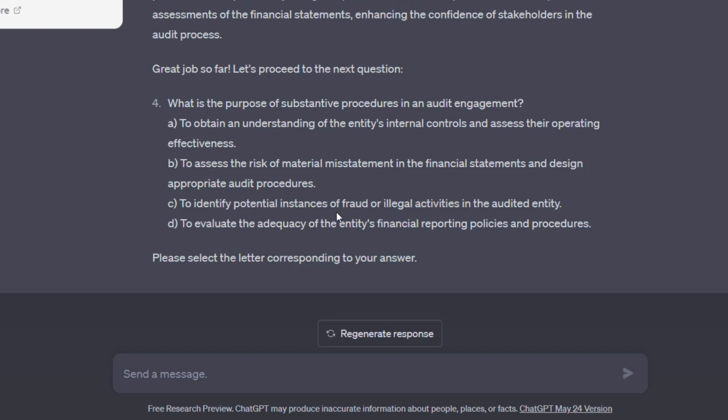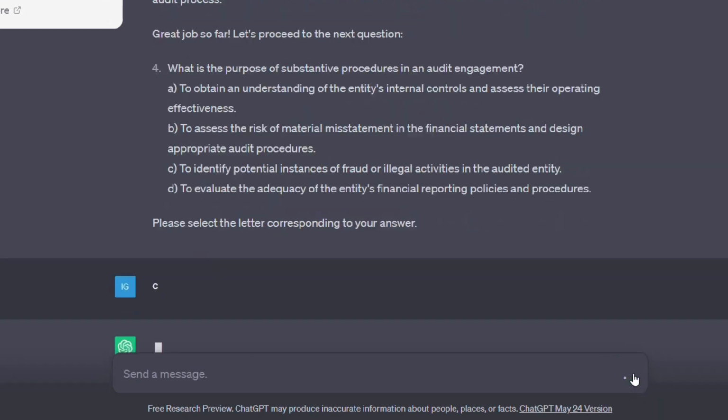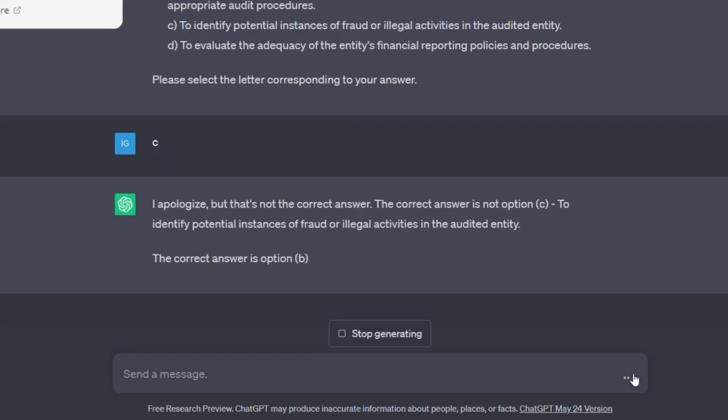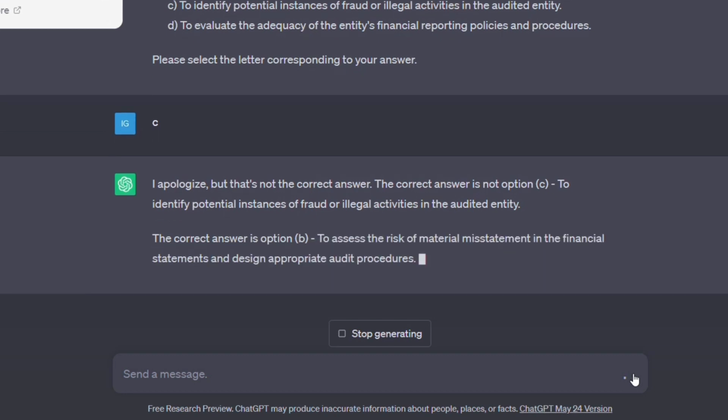To identify potential instances of fraud illegally. Evaluate the adequacy of entities' policies and procedures. No, this is not it. Not A, not D. Not only that. Not A, not D. For me, it's also not B. So let's have C. Let's just try. Oh no. I'm wrong again.